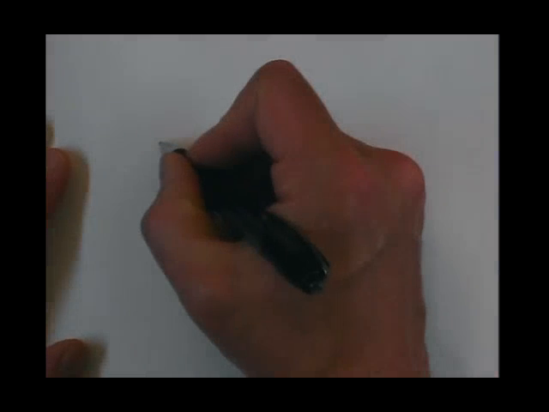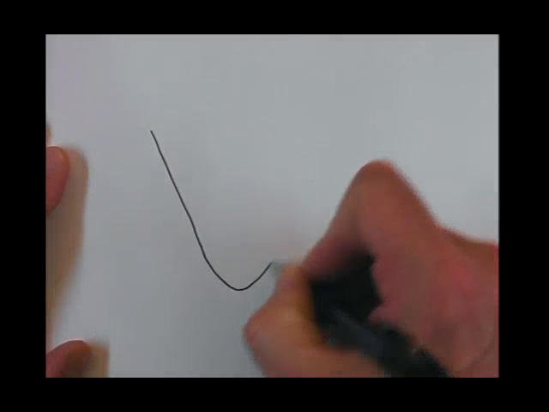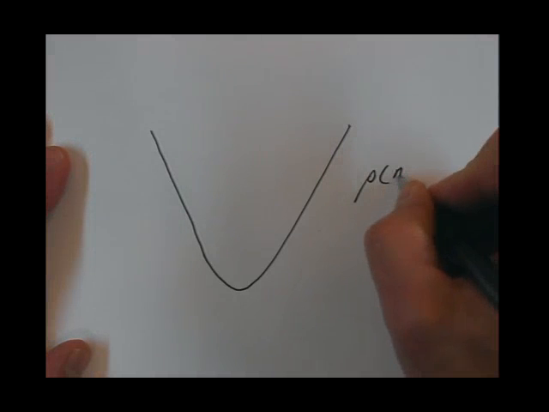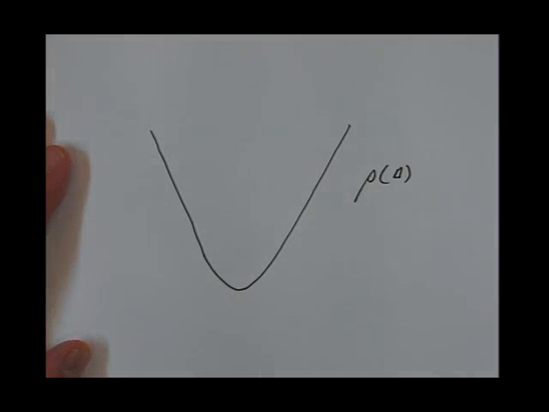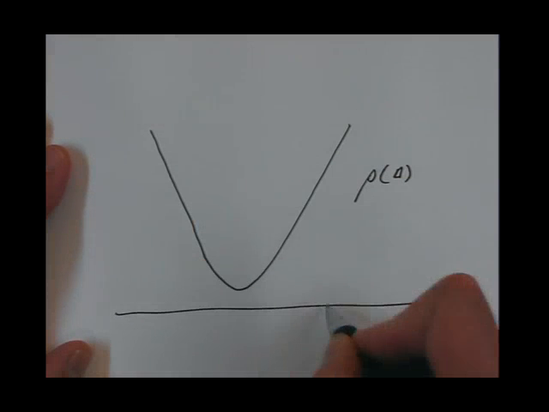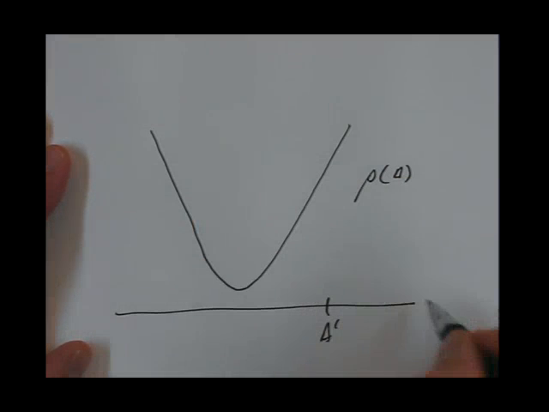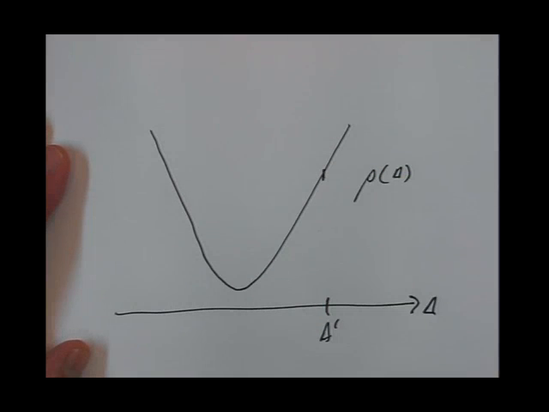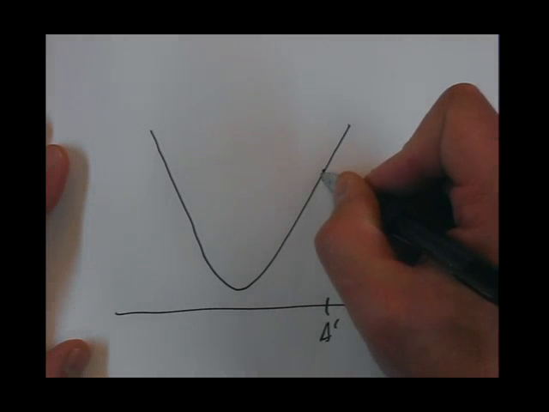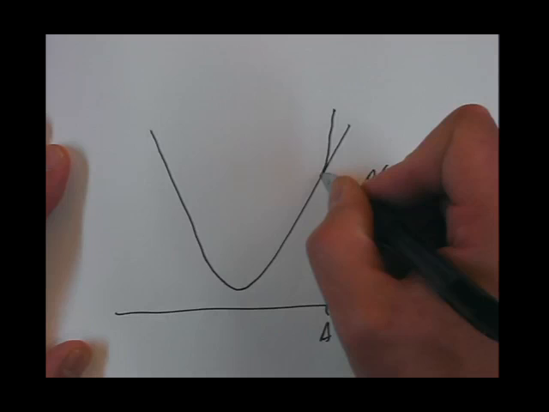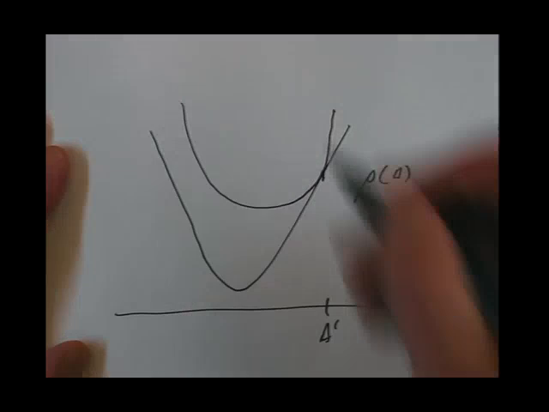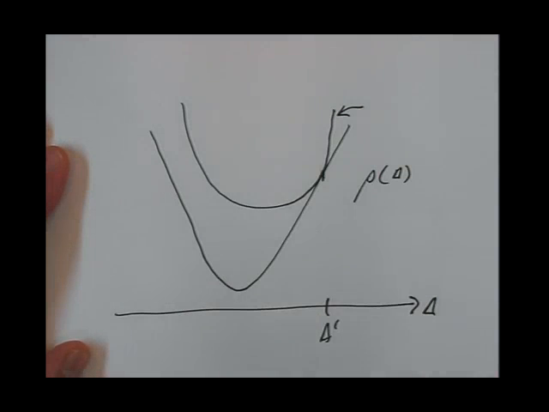So we have a function, okay? That's the function that's going to be rho of delta, okay? And now we're going to be at some point, call this delta prime. So this is the delta axis, and one point on the axis is delta prime. So this is where we are, right? And now we're going to have a quadratic function, and it's going to be tangent at that point. So this function here is tangent at that point.